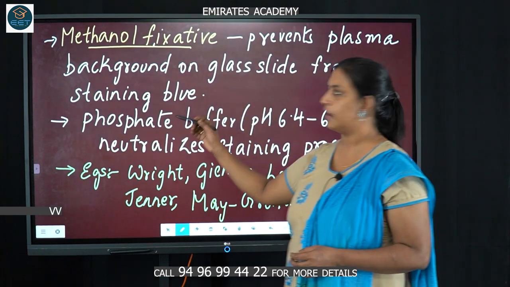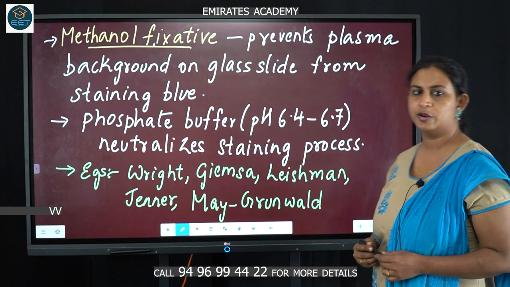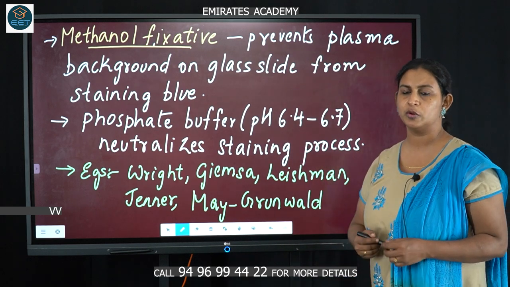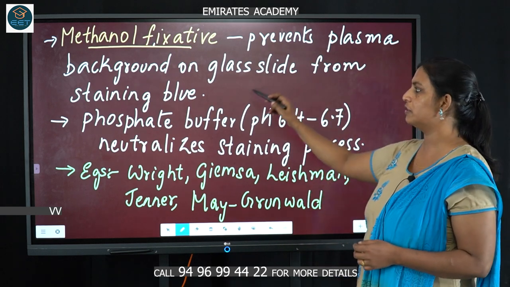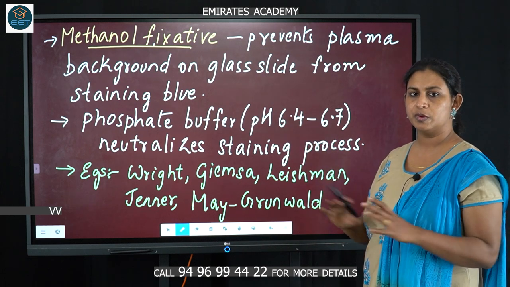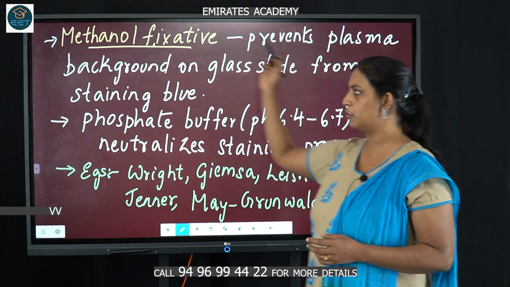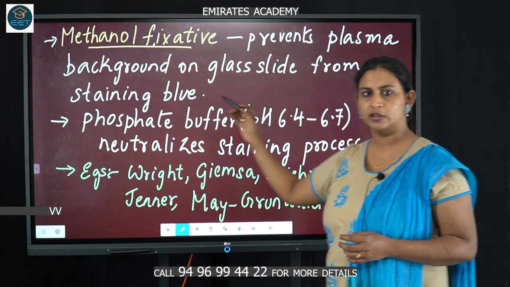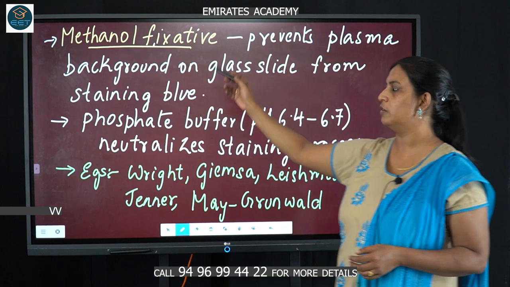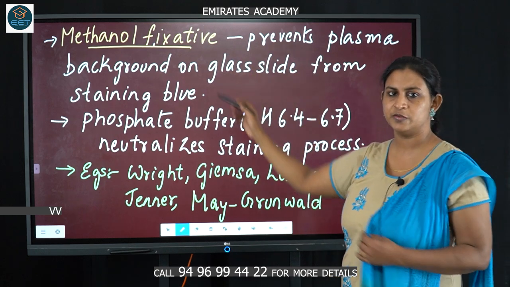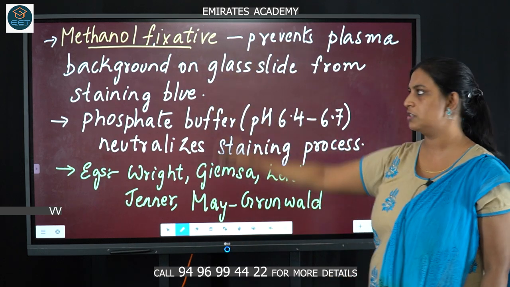Now we need to add a methanol fixative while we use that Romanowski stain in order to prevent the background from being stained blue. So in order to prevent the background from taking up that blue color, we have to use a methanol fixative. The fixative in this staining process is methanol.